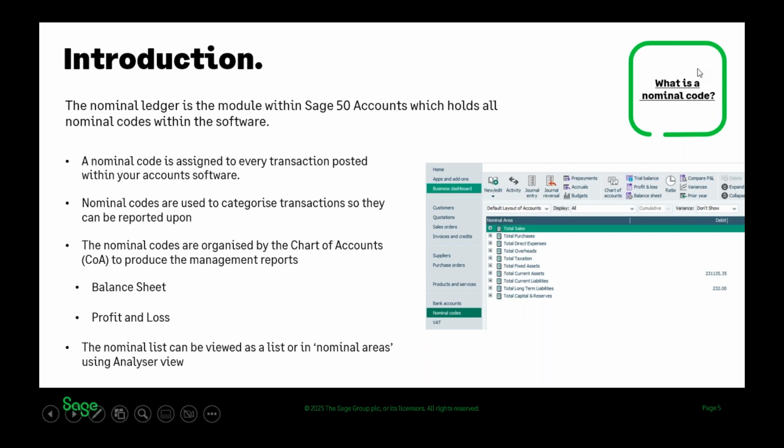Now, these nominal codes are used for categorizing your transactions so that they can be pulled together into some of the main management reports, and namely the balance sheet and the profit and loss. And the way that these reports work and pull these codes together for you and how they are reflected on that report is all governed by the chart of accounts, which again you can find within the nominal ledger. So we'll go into those in a little bit more detail later on.